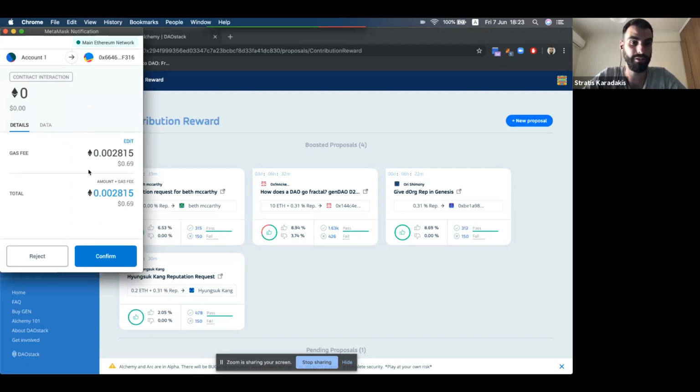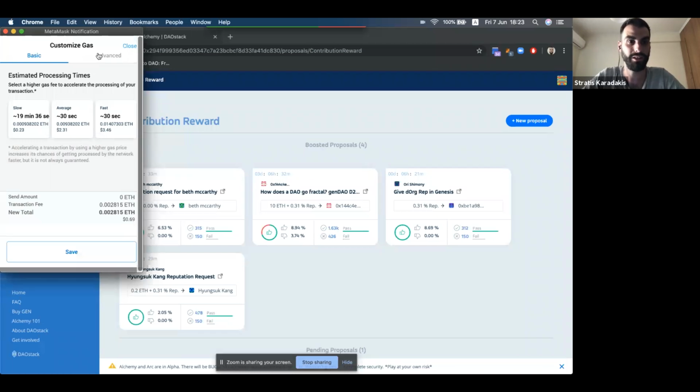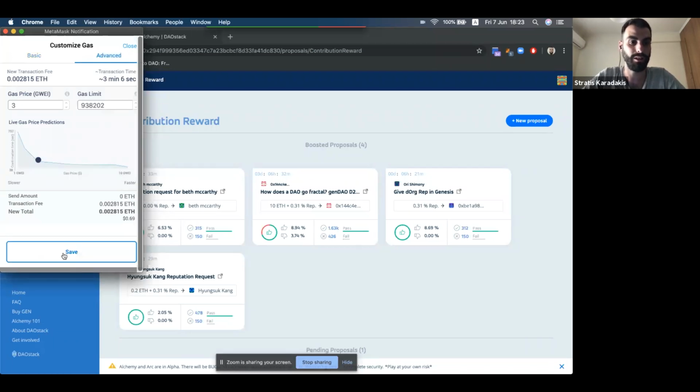You can see the gas fee. It says 69 cents. This is not true. Typically it costs about 5% of what it says here. But if you want to edit the gas fee costs, you can click advanced settings here, and you can mess with the gas price and the gas limit.